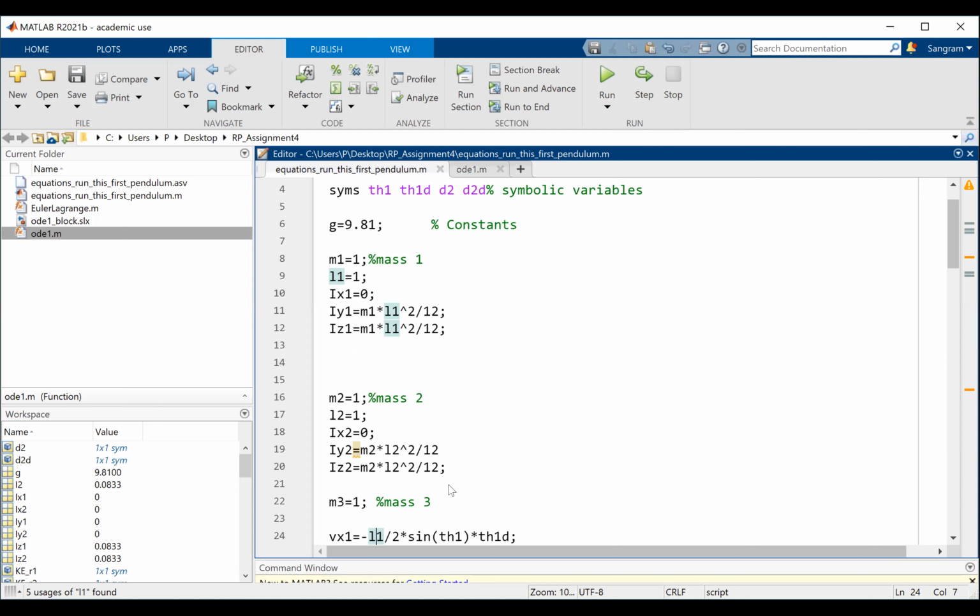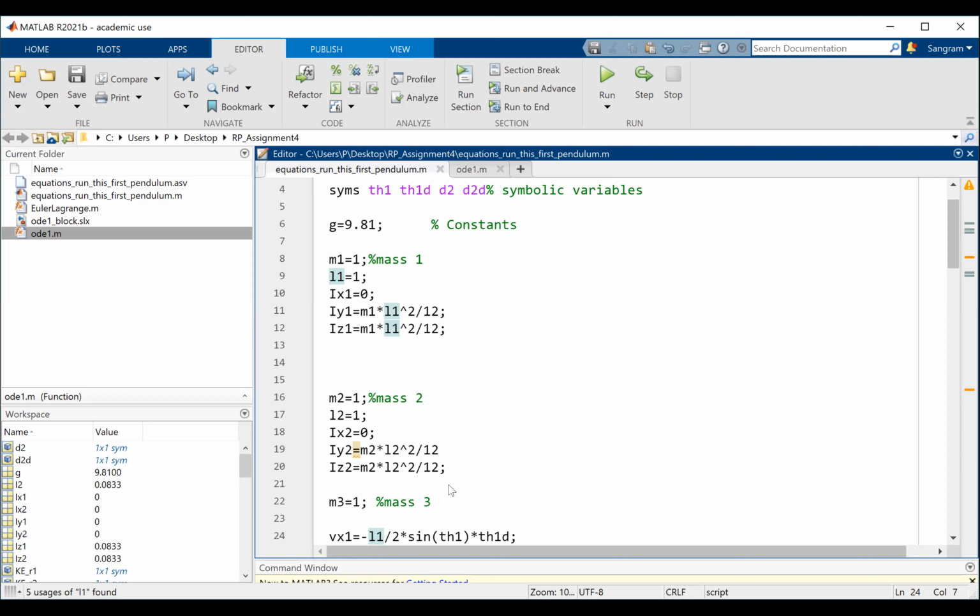The last part, I'm just saying M3 is equal to 1. Because that M3 is the same, MX3 is equal to MY3 is equal to MZ3 is equal to 1 kilogram. That's just a point mass. So the length is equal to 0. So all the I values for that mass M3 are going to be zeros.